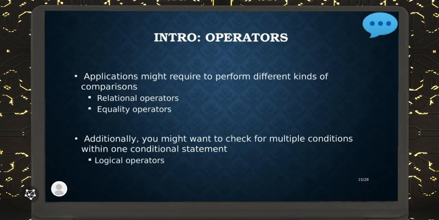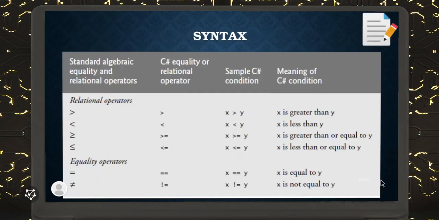Okay, the second part of today is about operators. So we have seen that you can have a condition, but how can you make an expression to put in a condition? Well, you need those operators, which have two parts, either relational operators or equality operators. And of course, the logical operators are also part of this, but it's a little bit different.